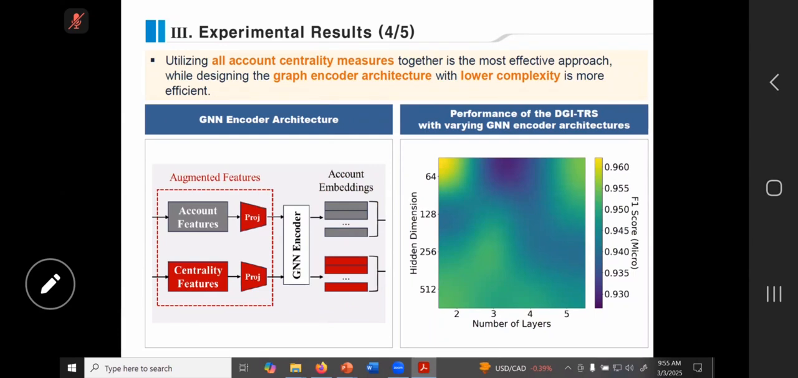And here is the continuation of that: the performance of the transductive DGI with varying GNN encoder architectures. You can still see that there are no big meaningful differences.